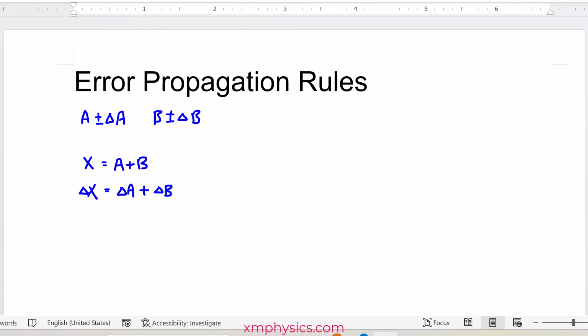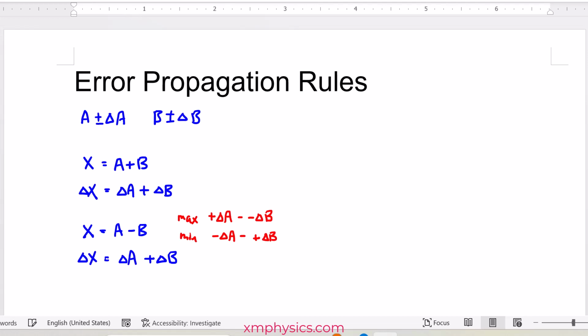Now what if we are doing X equals A minus B instead? Then delta X is going to be delta A, not minus, it's still plus delta B. So how is that possible? The reason is this. If you are going for the maximum value of X, then you are going to arrange for the maximum value of A minus away the minimum value of B, isn't it? And for the minimum value of X, you are going to arrange for the minimum value of A to minus with the maximum value of B.